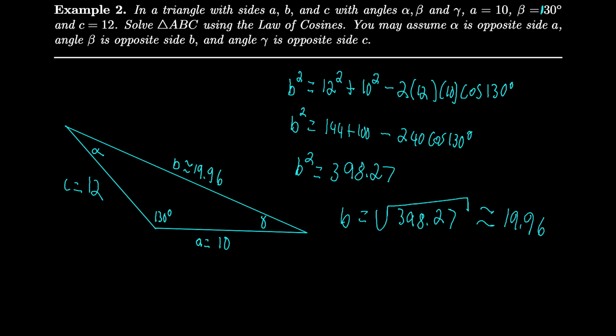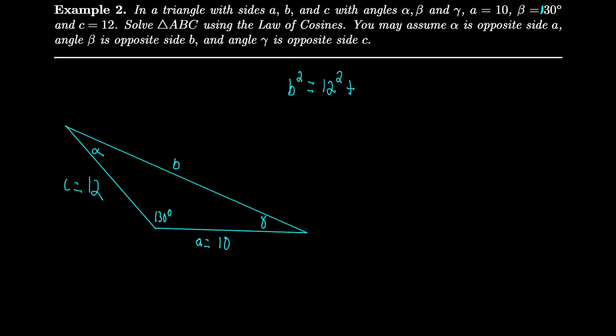Now I want to find either alpha or gamma, and then the other part is easy as pi to find. So I would do the law of sines here if I were you. But just to show you how to use the law of cosines, you verify that it's the same. Just to show you how to use the law of cosines, I'm going to use the law of cosines again. So remember, B is about 19.96.